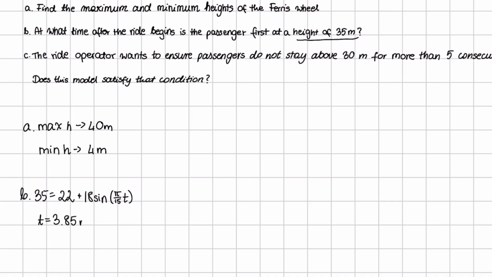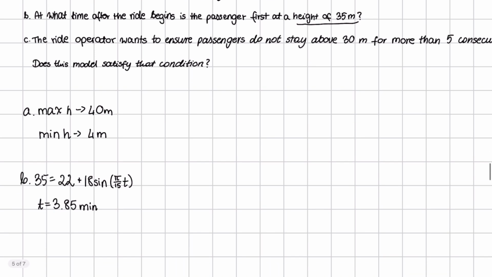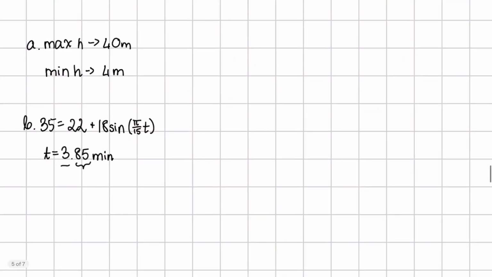is 3.85 minutes, and we can convert it into seconds, because 3 is of course our 3 minutes, and we have to convert this into seconds. So we just have to multiply 0.85 with 60, and this is 51. So 3 minutes and 51 seconds.